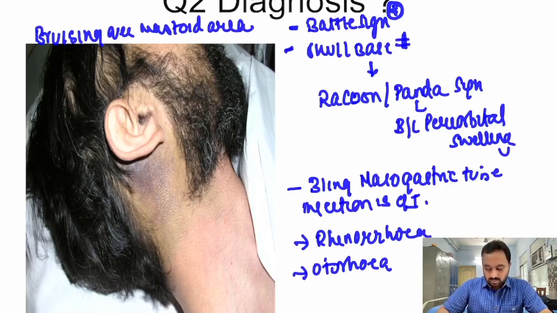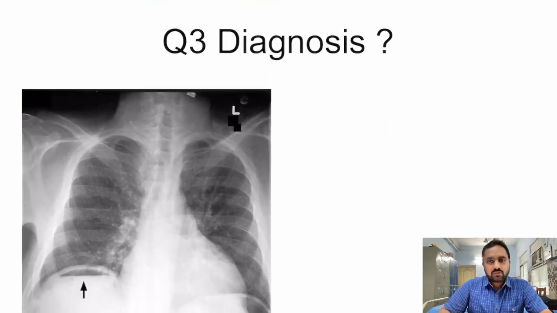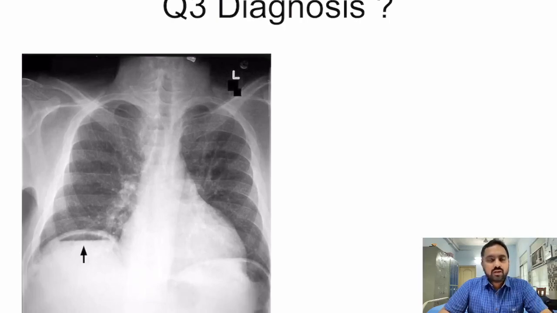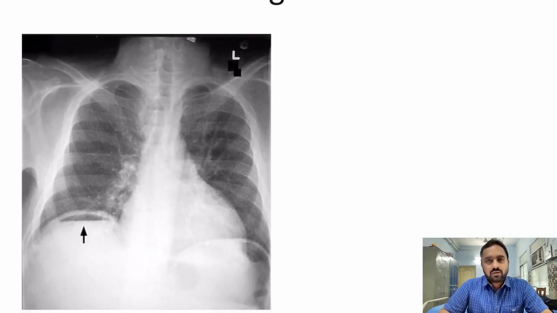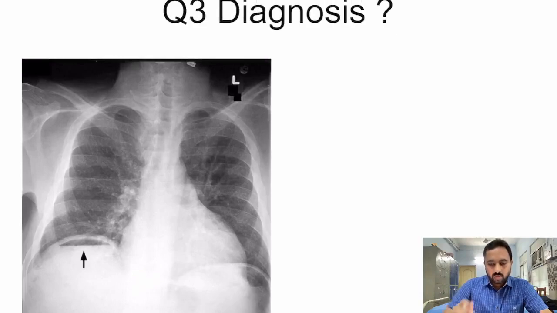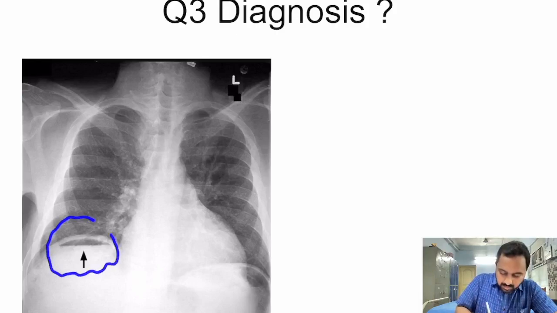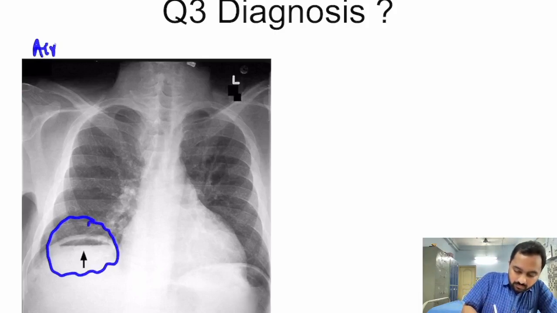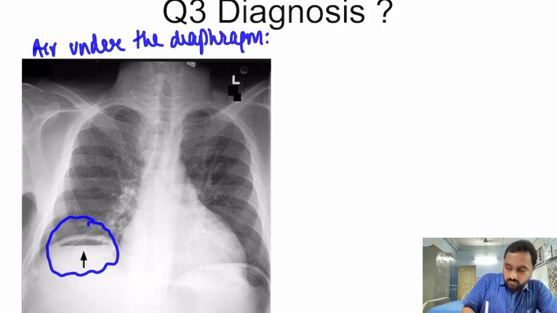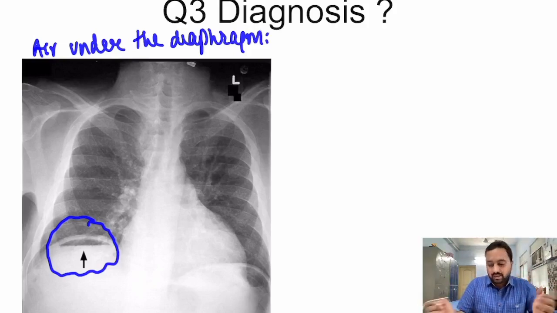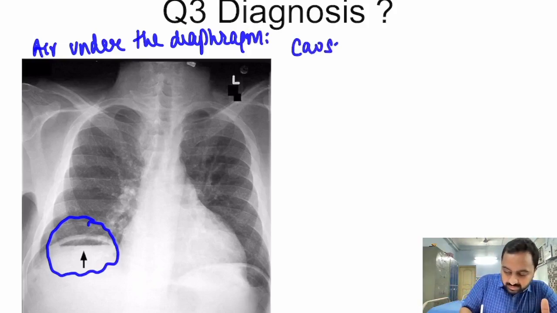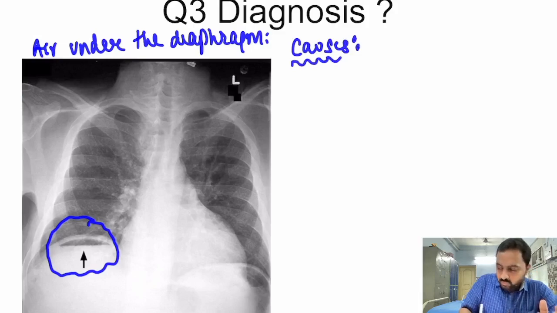So now let's come down to our third question, which is again your spot diagnosis. I'm pretty sure in your internship posting you must have come across this case quite often. So what is this? So basically over here, as pointed out with the arrow mark, this part, it is nothing but air under the diaphragm. So what are the questions that can be asked? It has been asked recently in one of the exams also. So what are the causes?